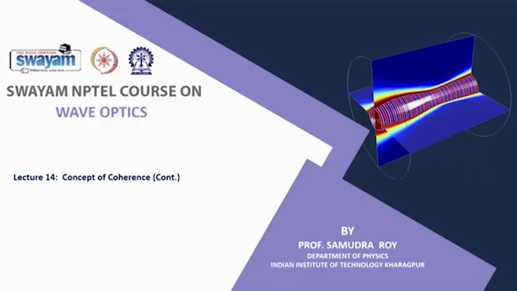So in the last class we discussed the coherence length and what the meaning of coherence is, etc. Now in today's class, which is lecture number 14, we continue with the concept of coherence. So the calculation that we started in the last class, we are going to continue.